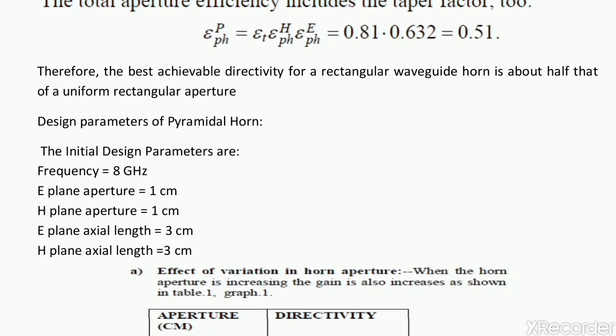So these are the basic design parameters to design any pyramidal horn. You should remember this. Some other parameters will also be changed if you want to increase the directivity or the gain. The design parameters regarding E plane aperture, H plane aperture, and the axial length of E plane and H plane will be changed. In this example, the pyramidal horn is operating at the frequency 8 GHz, with E plane aperture 1 centimeter, H plane aperture 1 centimeter, E plane axial length 3 centimeter, and H plane axial length 3 centimeter.